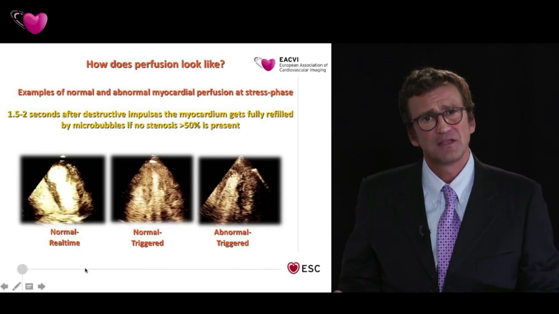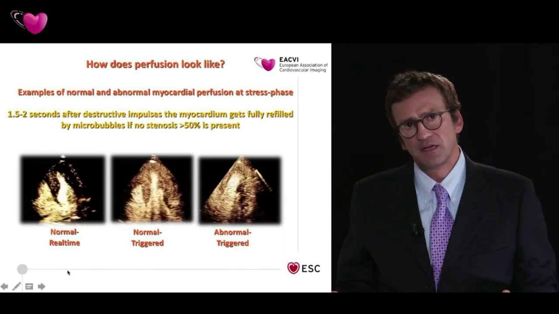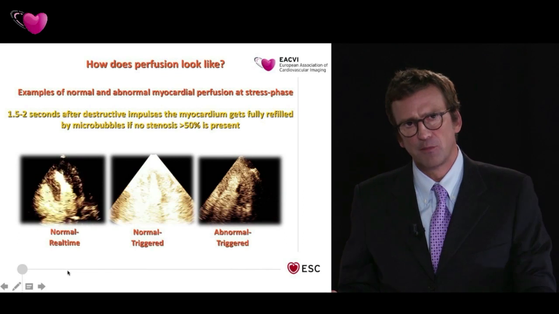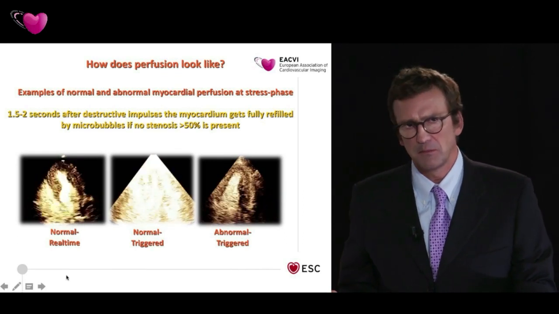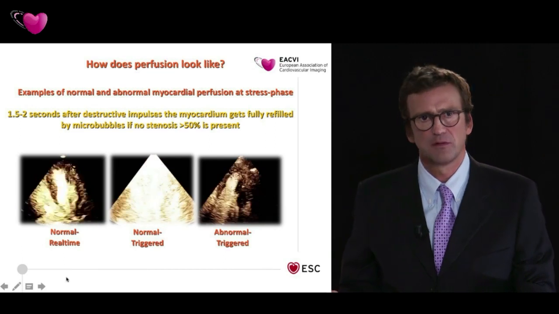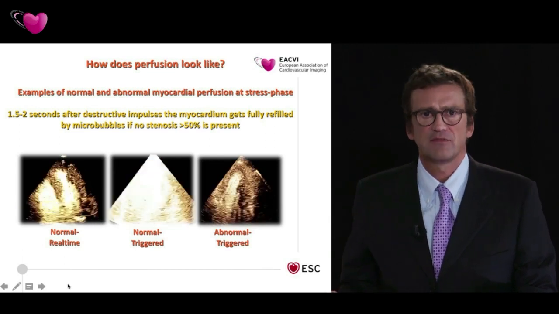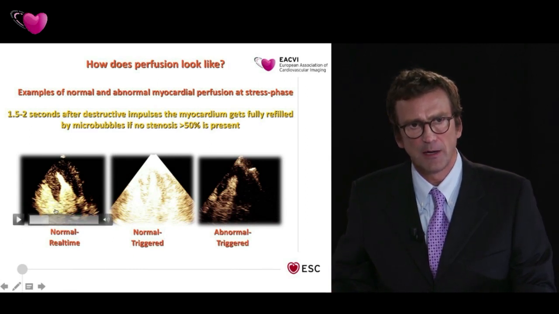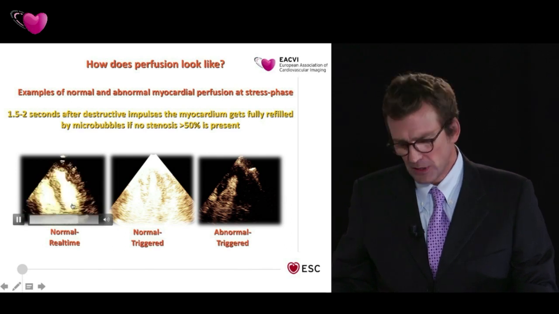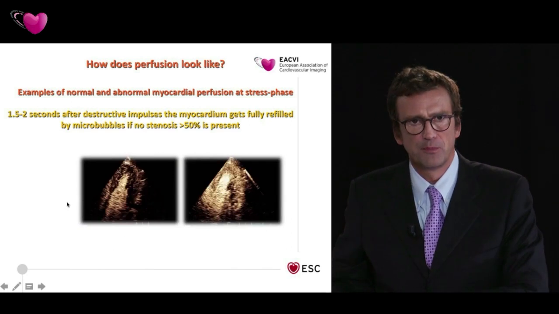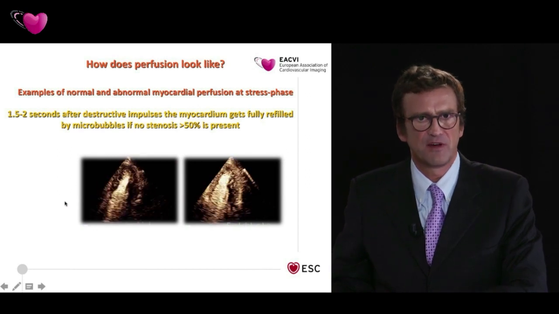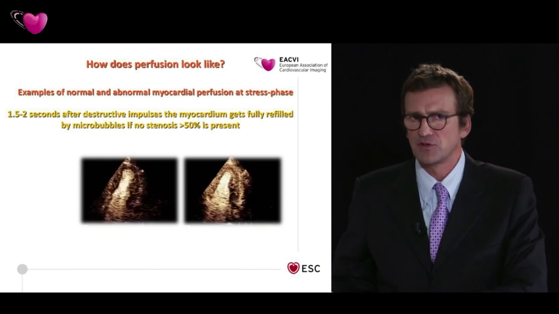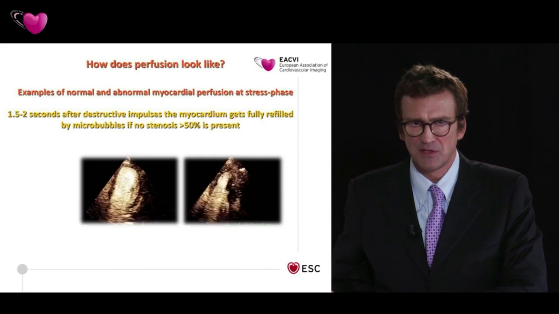And on the right, you can see an abnormal triggered image at stress, where the circumflex, most lateral, anterolateral, basal and mid, in particular the subendocardial aspect of the myocardium, is not replenished after the 1.5 or 2 seconds that are usually needed to assess perfusion. If you have normal replenishment after 1.5 or 2 seconds at stress, you will have normal perfusion, so no coronary artery stenosis subtending, if the epicardium is the culprit.